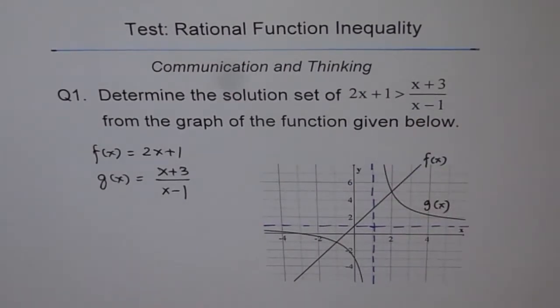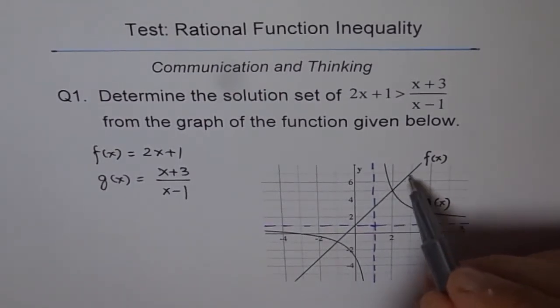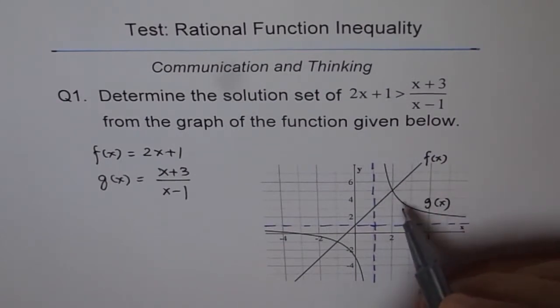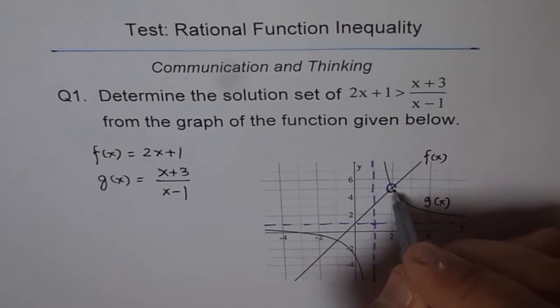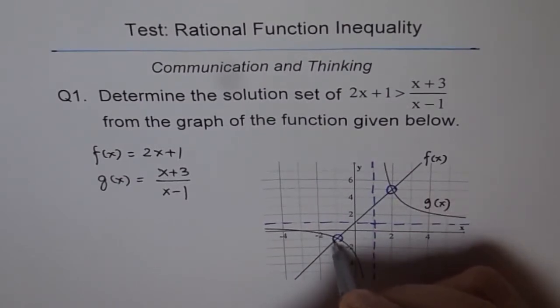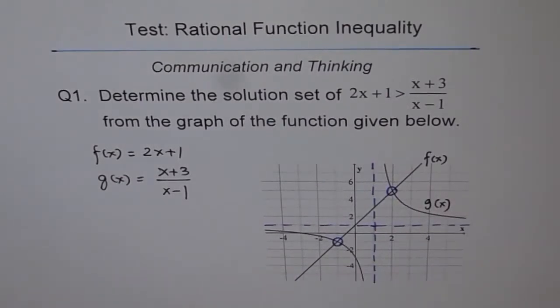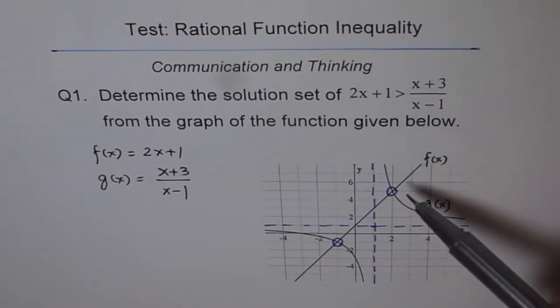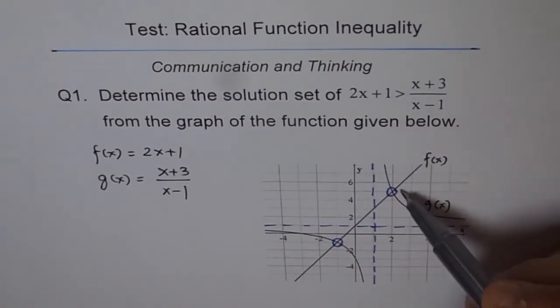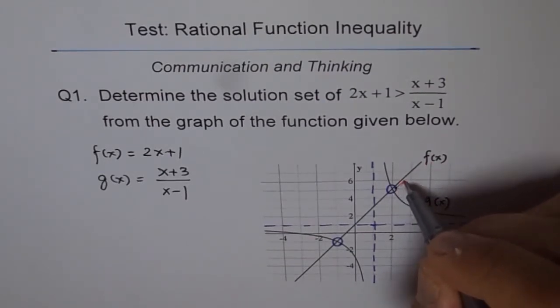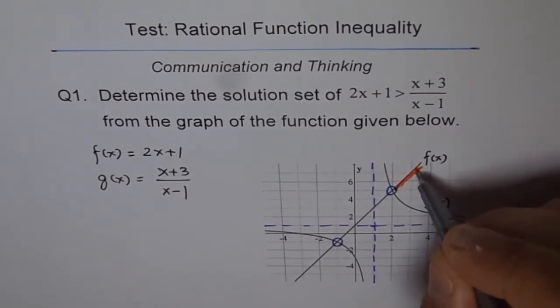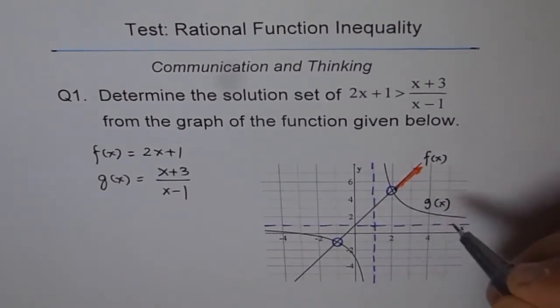So we don't really have to do any calculations here. We have to just see from the graph where the line is above the graph. As you can see from here, this is the point of intersection and that is another point of intersection, correct? As you can observe, the line is above this graph in this portion, right? So that is a part of our solution. In this portion, it is above, right? As you move out, going up, that is a part of the solution. That is one part.